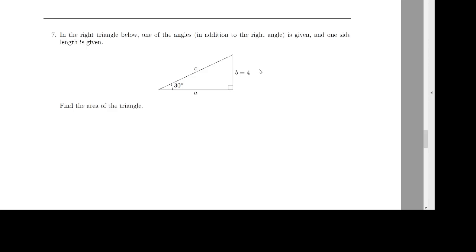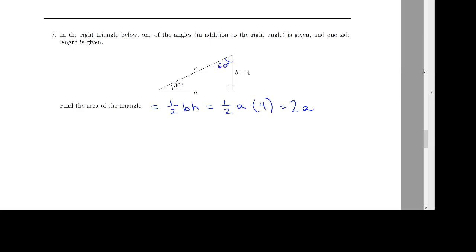Now we want to find the area of this triangle. The area is equal to 1/2 base times height. I don't know what A is, but I do know what the height is. It's equal to 2A. And if I know what A is, I'm in great shape. And I also know this.